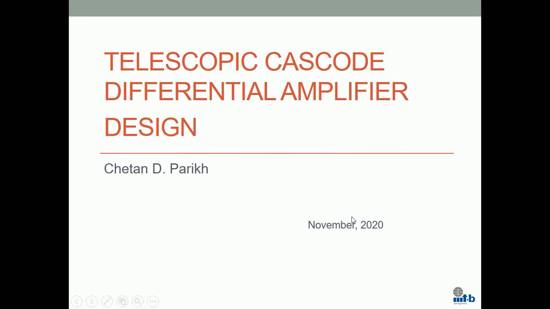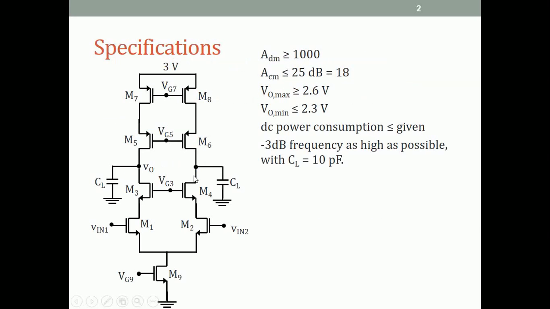Okay, so this lecture is about the design of a telescopic cascode differential amplifier that you had to do in assignment 3. This was a circuit we are going to design, and these are the specifications. The differential mode gain had to be greater than or equal to 1000. The common mode gain less than or equal to 25 dB, which is 18.